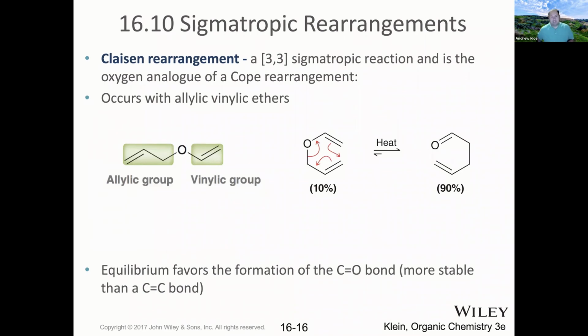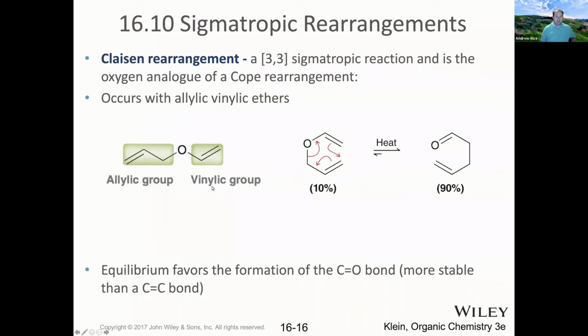The other type of sigmatropic is known as the Claisen rearrangement. It's still a 3,3. The thing that separates it from the Cope rearrangement is that one of the atoms is an oxygen atom. And it's the one whose sigma bond is breaking, the oxygen with the carbon that's allylic. So specifically, it's an allylic vinylic ether. It's an ether because it's connected to two R groups. One of the R groups is connected directly to an sp2 carbon in a double bond. So that's the vinylic group.